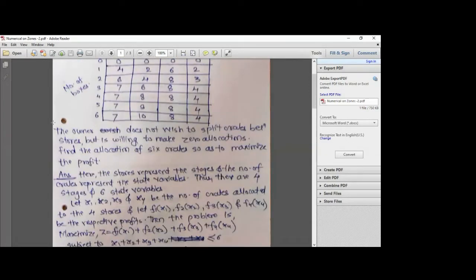So now they have given us an additional statement here. The owner does not wish to split crates between the stores, but is willing to make zero allocations. Find the allocation of 6 crates so as to maximize the profit. So what they have told is that the owner does not wish to split the crates. For example, half of the crate will go to store three and half will go to store four. He is not willing to do that, but he is willing to make zero allocation.